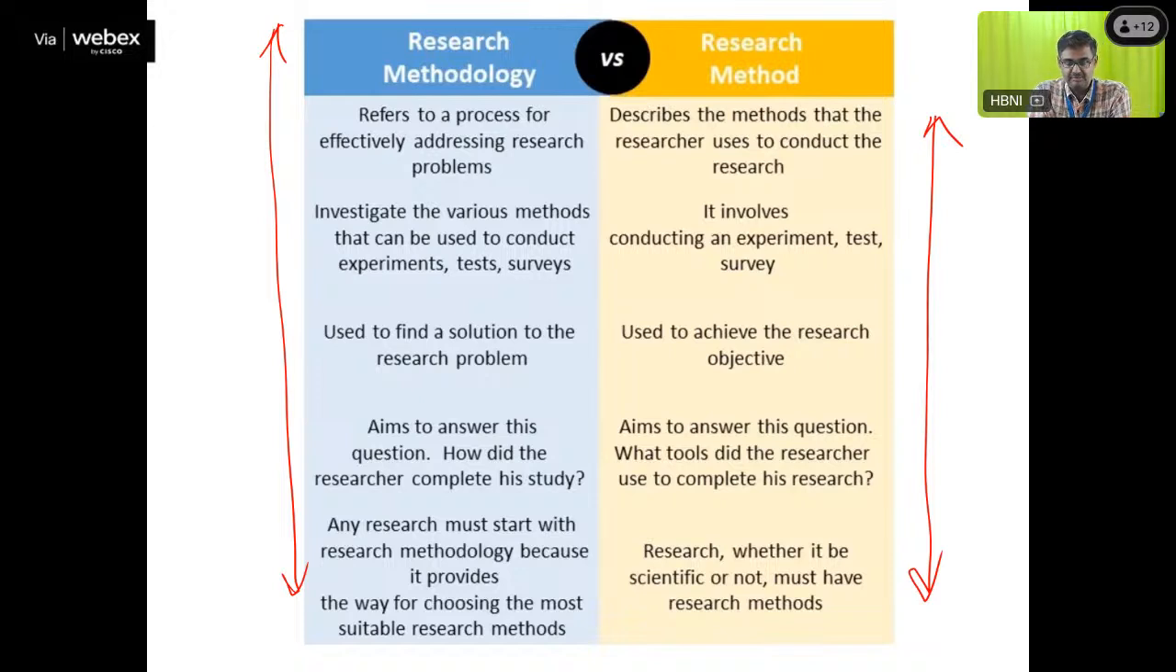After so much discussion, this is just a snapshot of what we have discussed. Number one: research methodology refers to the process for effectively addressing research problems, while research method describes the methods that researchers use to conduct the research. Number two: investigate the various methods that can be used to conduct the experiment, test, or survey. As I told you from time to time, you have to decide which methods to use. It involves conducting an experiment, test, and survey.